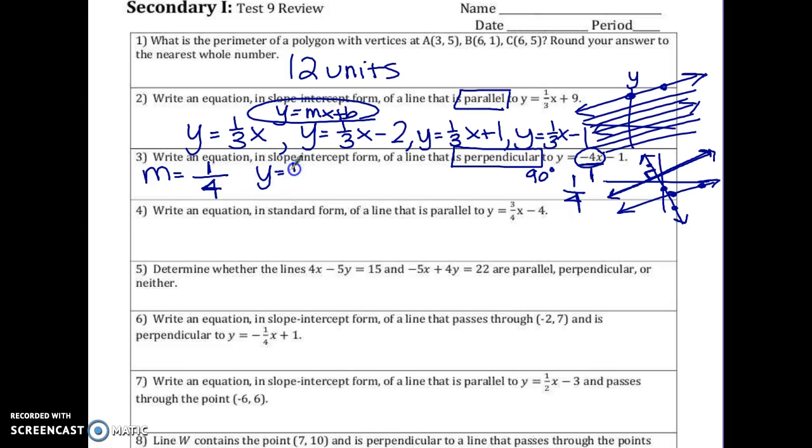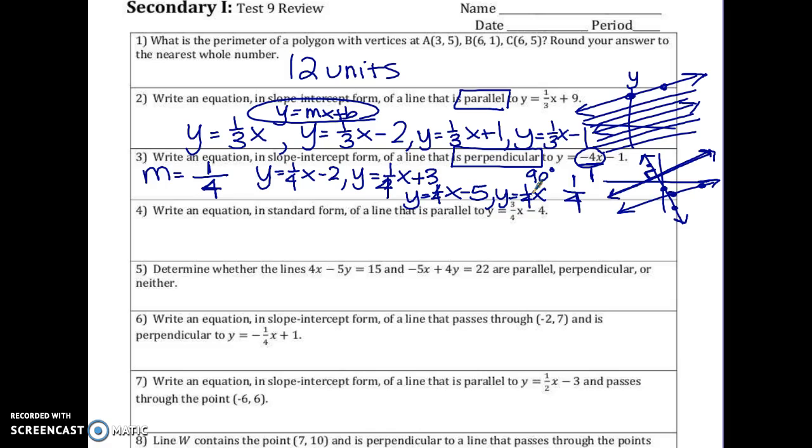So y equals 1/4 x minus 2, y equals 1/4 x plus 3, y equals 1/4 x minus 5, y equals 1/4 x, right? It could just go right through the center, right through 0, 0. So any of those work as long as you have that 1/4 x positive.